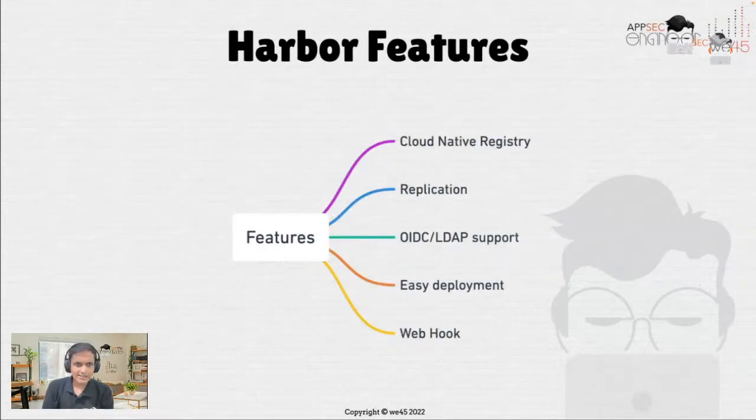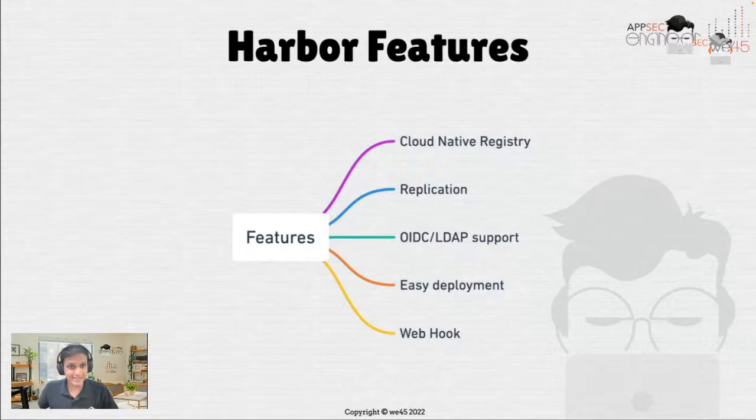So when you look at some of the features of Harbor, first of all, it is a cloud native registry, right? So it supports storing both images as well as Helm charts. And it also allows for replications, right? So if you have images or charts and you want them replicated between multiple registry instances, you can do that as well.